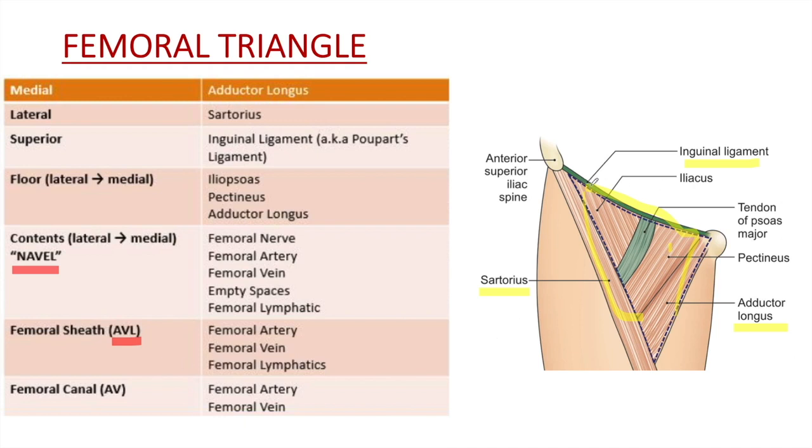Okay, this is the femoral triangle. Superiorly by the inguinal ligament, medially by the adductor longus, and laterally by the sartorius muscle. The content is NAVEL. The code is NAVEL.